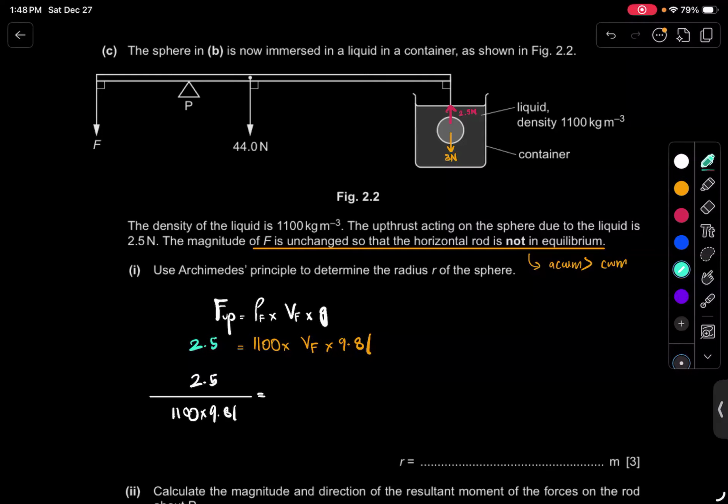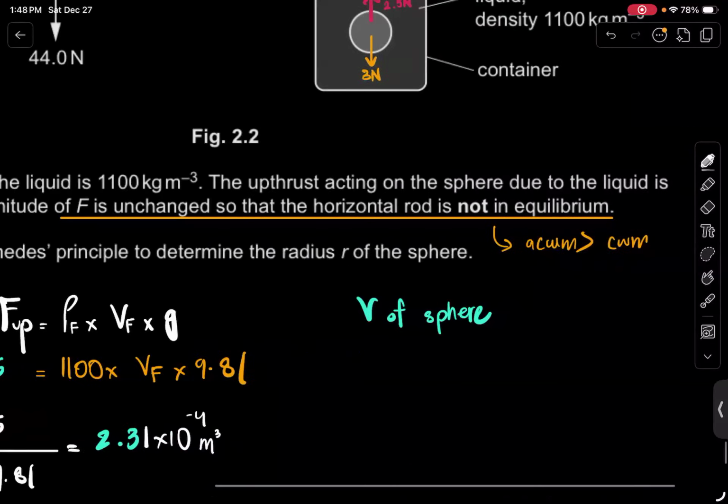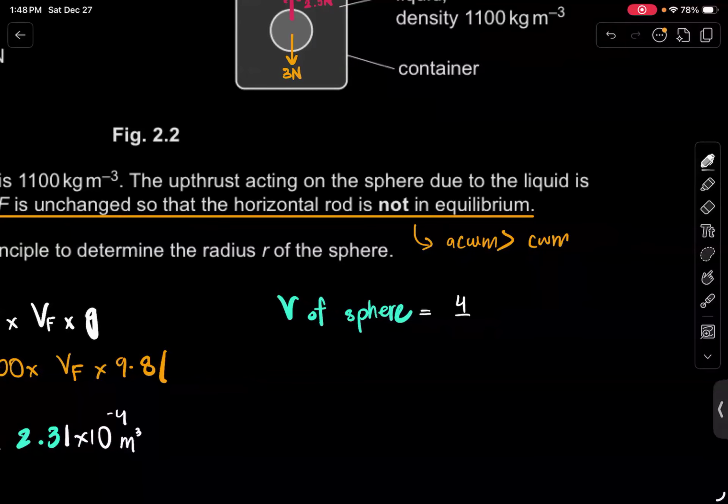2.5 divided by 1100 into 9.81 gives 2.31 into 10 raised to power minus 4 meter cube. Do you know what the formula is for the volume of a sphere? This is the most important volume you want to learn. Volume of sphere and volume of cylinder, two most important ones. The volume of a sphere is 4 over 3 pi r cube.